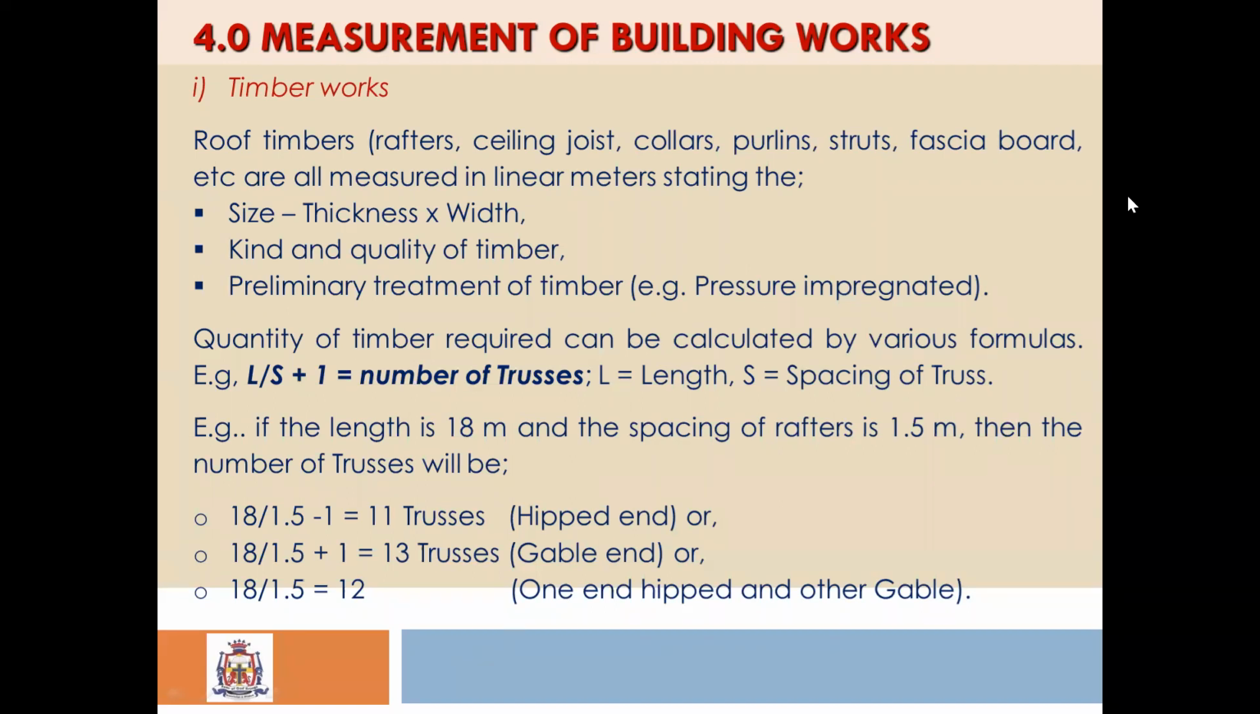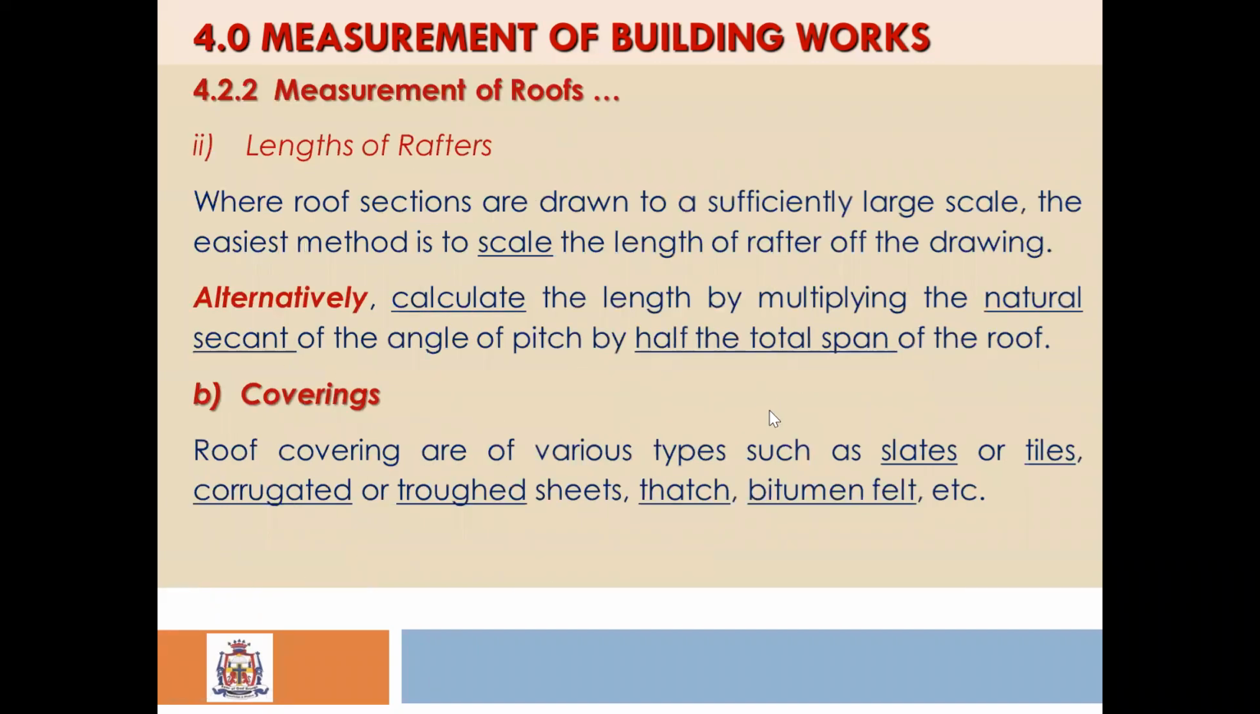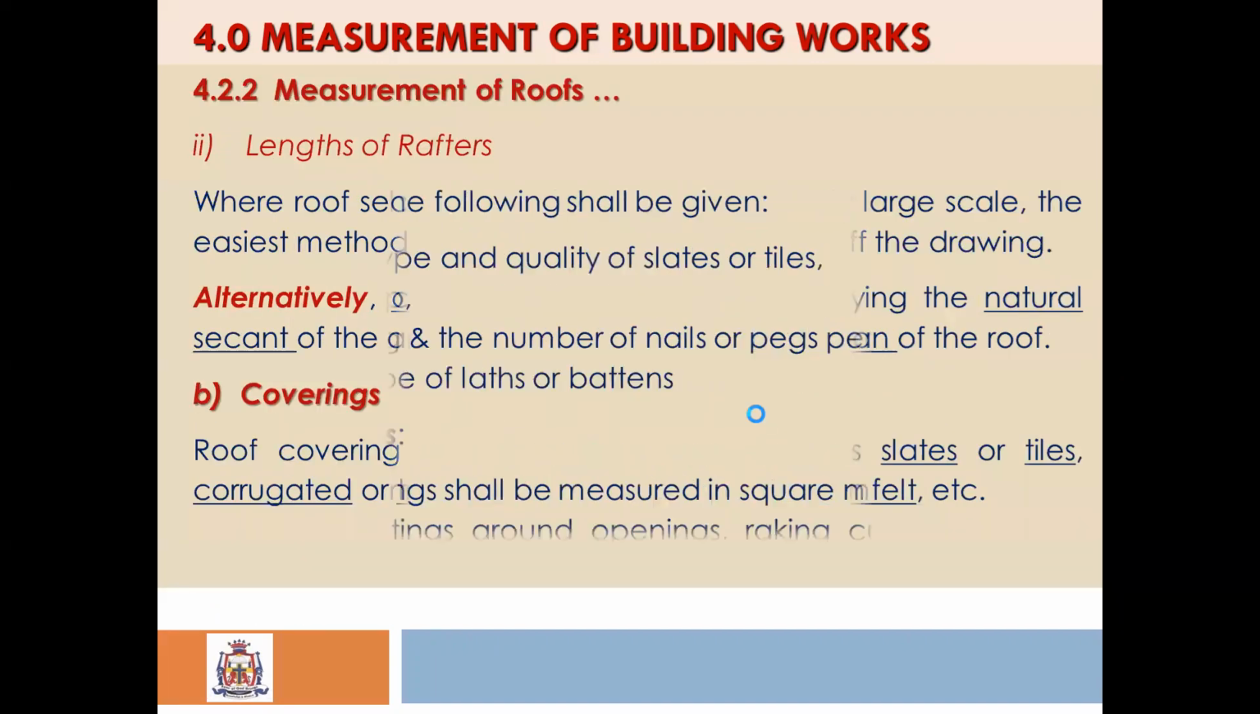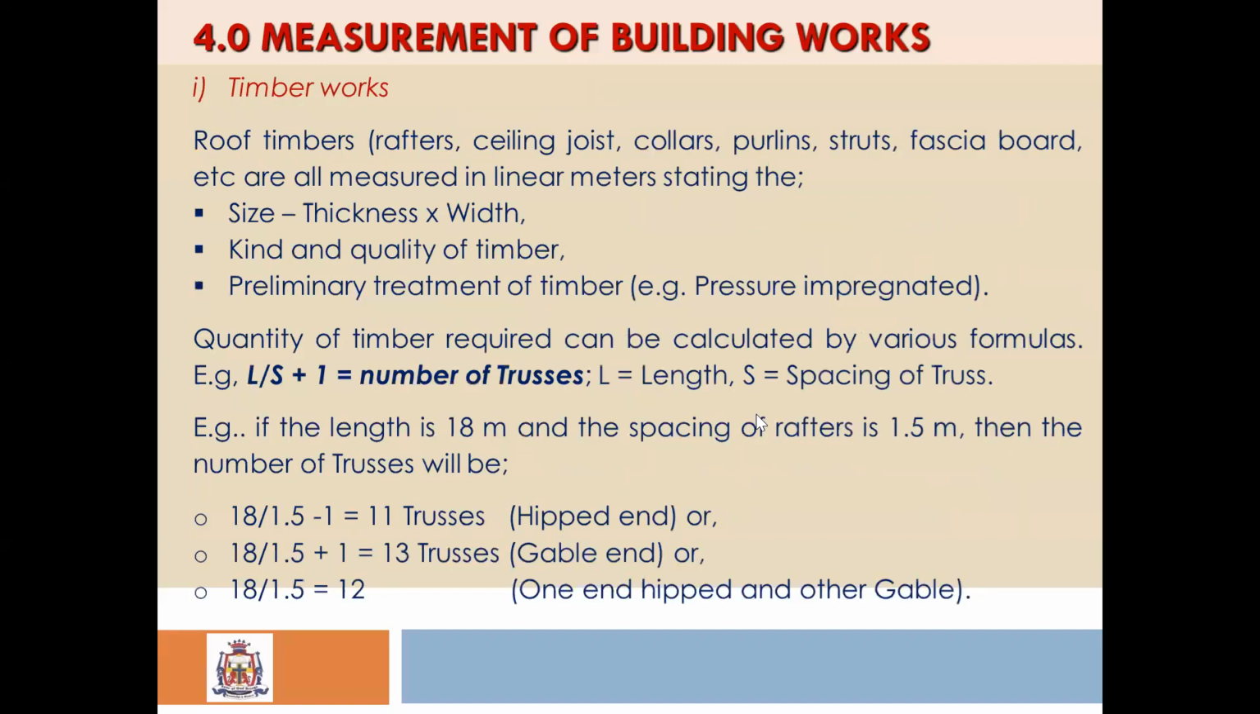This is now mathematics. So that will give you the number of trusses that you need. If the length is 18 meters and the spacings, yes, this is what I've explained. So the number of trusses can be gotten this way. Well, sorry. If we have a length of 18 meters and the spacing of rafters is 1.5 meters, then the number of trusses will be calculated in the following three ways.